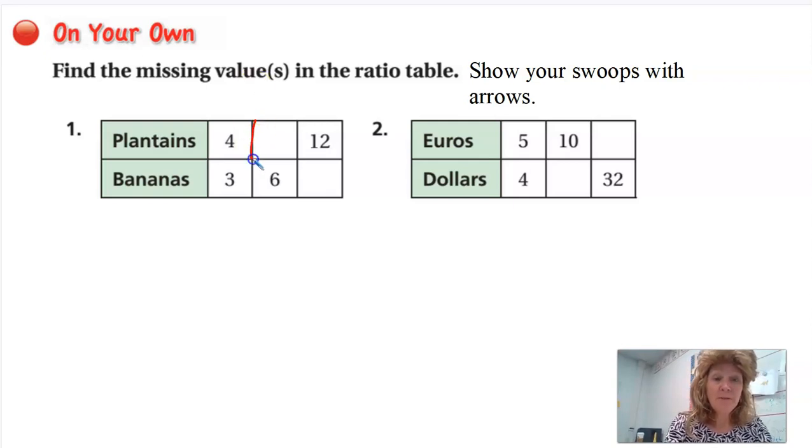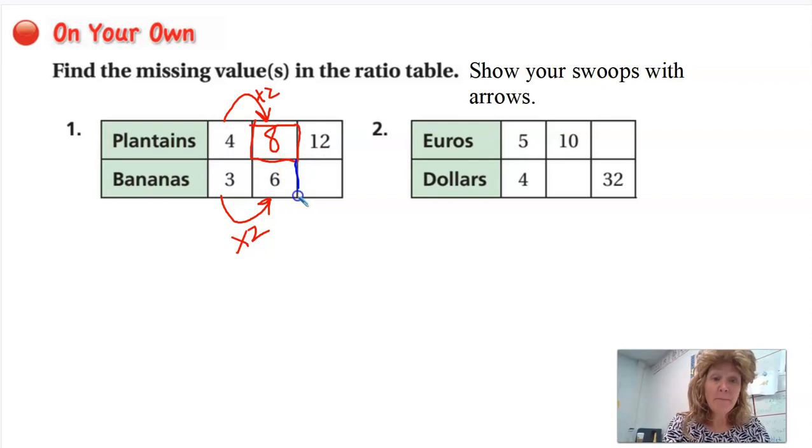I'm going to start with this missing piece of information, so I need to go to the bananas. For every 4 plantains, there's 3 bananas. If I multiply 3 times 2, I get 6. So I have to multiply 4 times 2 to get 8.